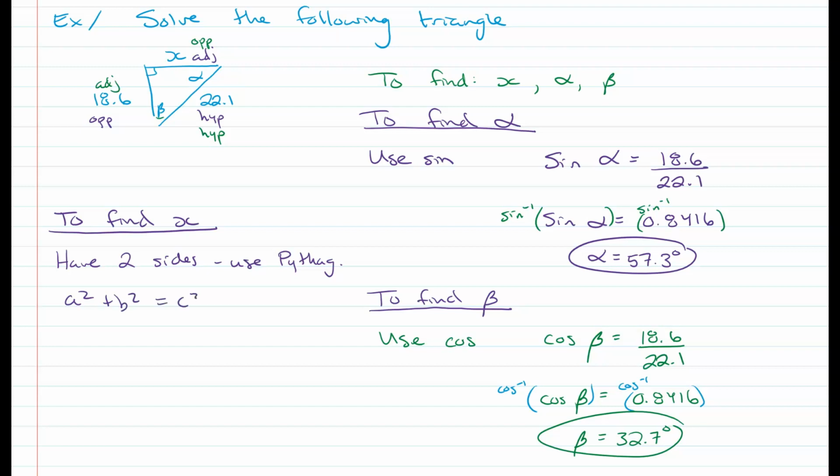A squared plus B squared equals C squared. You can use the pre-rearranged formula. I always just put in stuff. But in this case, I am trying to find one of the sides. I'm going to call it B for no good reason. So 18.6 squared plus x squared equals 22.1 squared. I put in those numbers. Algebra to get the x squared by itself.